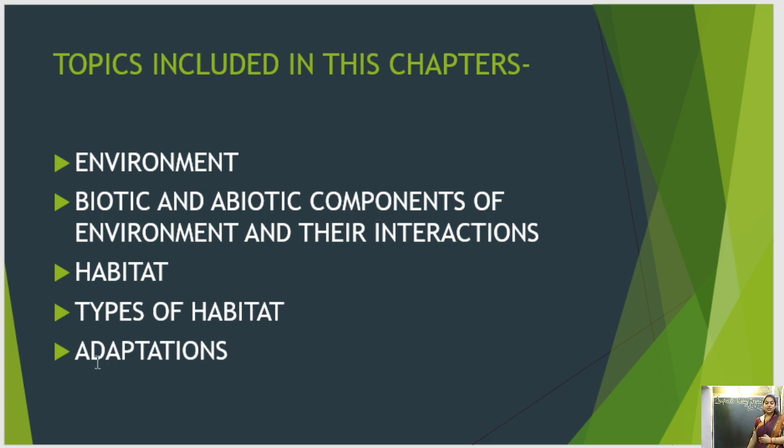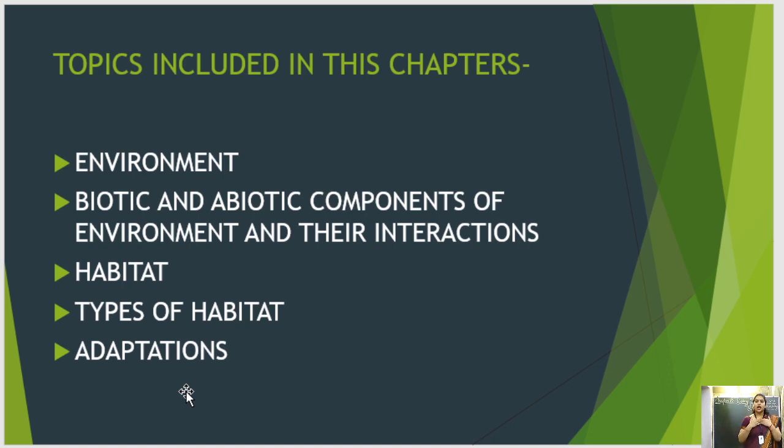Then we have types of habitat. We will also study adaptation. Adaptation means like there are some organisms that live in water. There are some organisms that live in desert. There are some organisms that live in very hot climate. Some live in very cold climate. So adaptation is how the animals are surviving in different types of climate.